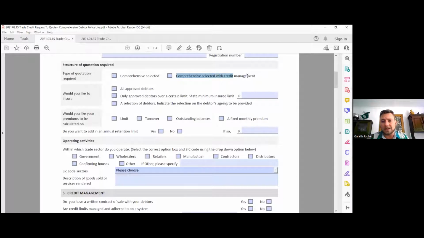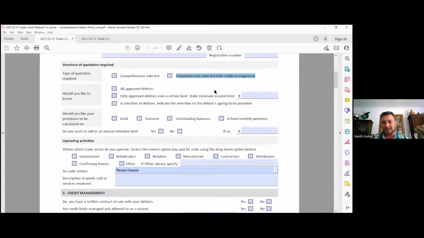For the comprehensive selected with the credit management solution, there'll be a separate agreement. There'll be the trade credit insurance policy, and there'll be a separate information agreement. Okay, what will happen then is the client can choose who they want information on. We'll bill for that information. If the buyer is approved for cover, the client can still have a choice whether they want to load them on for cover or not. Does that make sense, right?